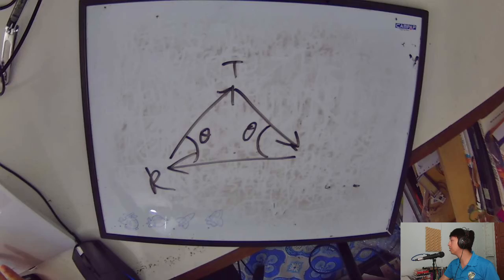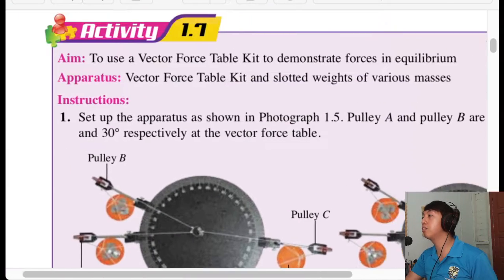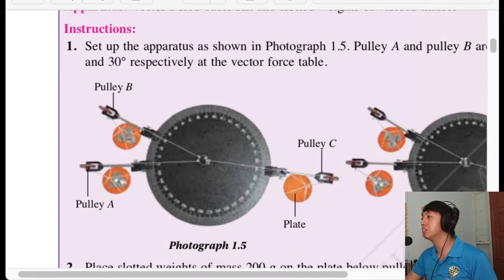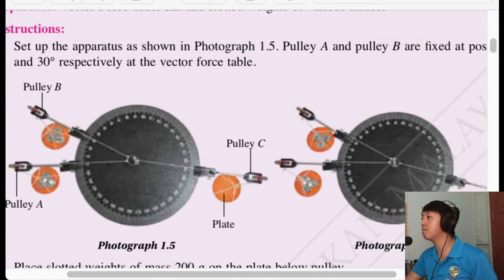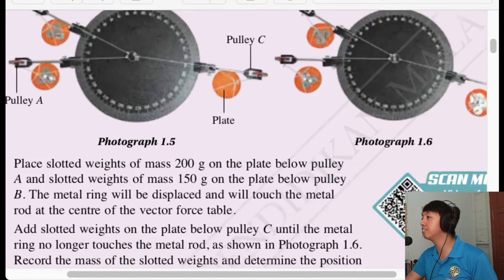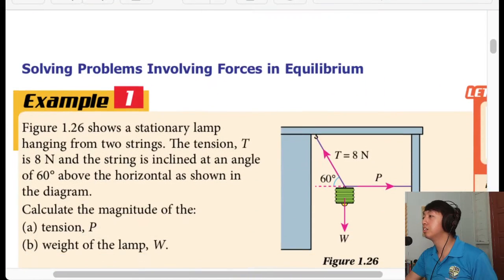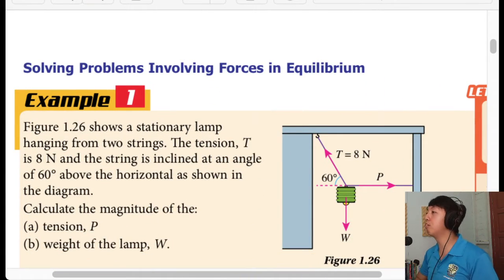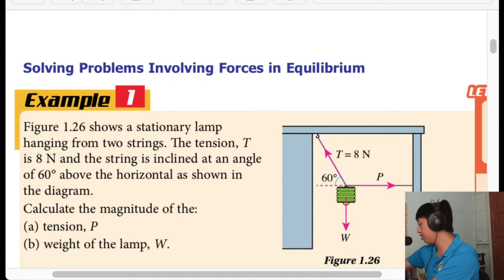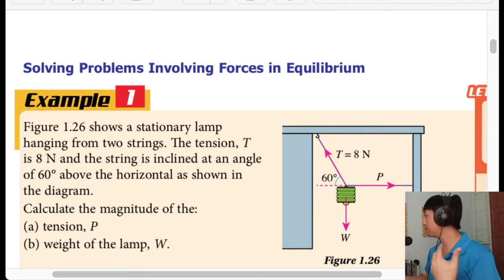So for this one, same concept here. It's the same idea except in the form of a pulley. You can clearly see the lines. So let's go straight to solving problems involving forces of equilibrium. Now, even though the textbook shows the solution, I still want to go through the solution with all of you. And if you have any questions while I'm doing the solution, you can go ahead and ask.